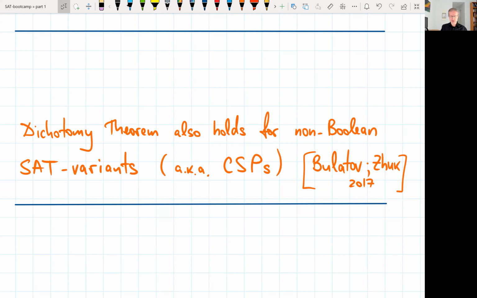And these kinds of SAT variants with non-Boolean or non-binary alphabets are also known as constraint satisfaction problems, or CSPs. And there's been a long line of work trying to prove the analog of Schaefer's result for general CSPs over arbitrary constant-size alphabets. And only very recently, a few years ago, by Bulatov and Zhuk, the result was proved. So now we know that the dichotomy theorem also holds for non-Boolean CSPs, generalizing the result of Schaefer from 1978. So SAT is very special.